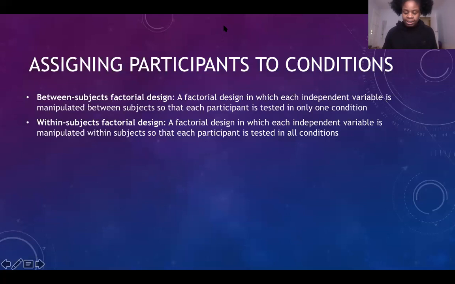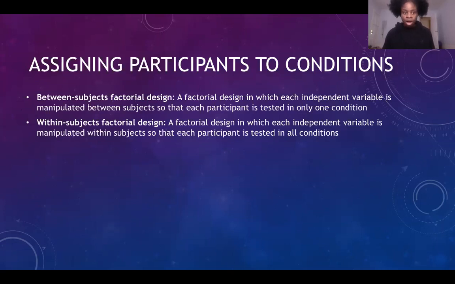In a simple between subjects design, each participant is tested in only one condition. In a simple within subject design, each participant is tested in all conditions. In a factorial experiment, the decision to take a between subjects or within subjects approach must be made separately for each independent variable. So in a between subjects factorial design, all of the independent variables are manipulated between subjects so that each participant is tested in only one condition.